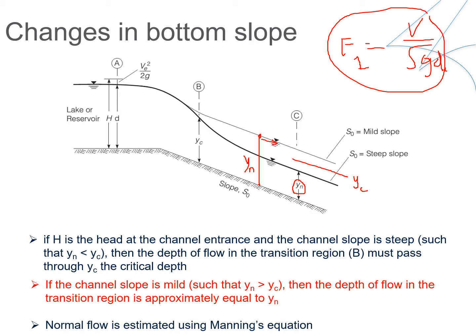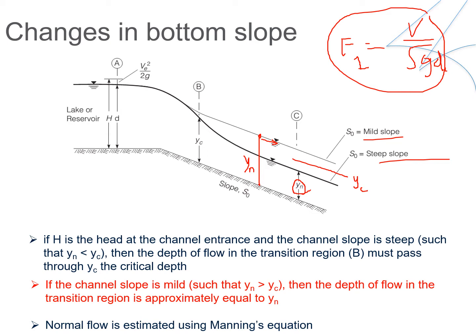Accordingly, we define these as steep slope or mild slope. The definition of steep slope and mild slope comes from whether the flow is supercritical or subcritical. If the flow is supercritical, the slope is a steep slope. If the flow is subcritical, the slope is a mild slope. But that comes from the comparison of the normal depth with the critical depth.